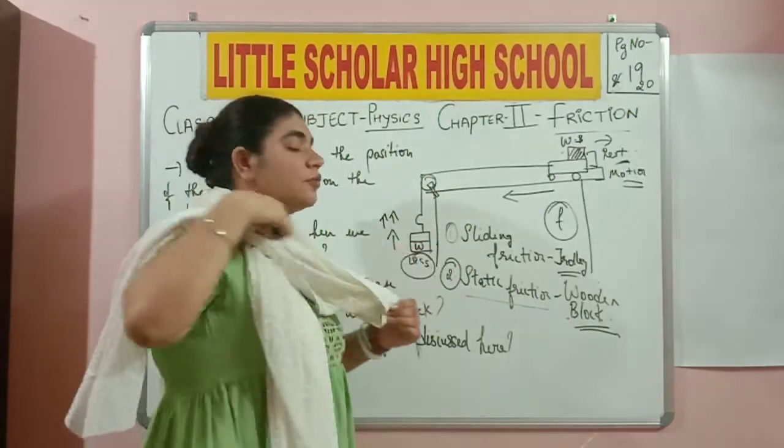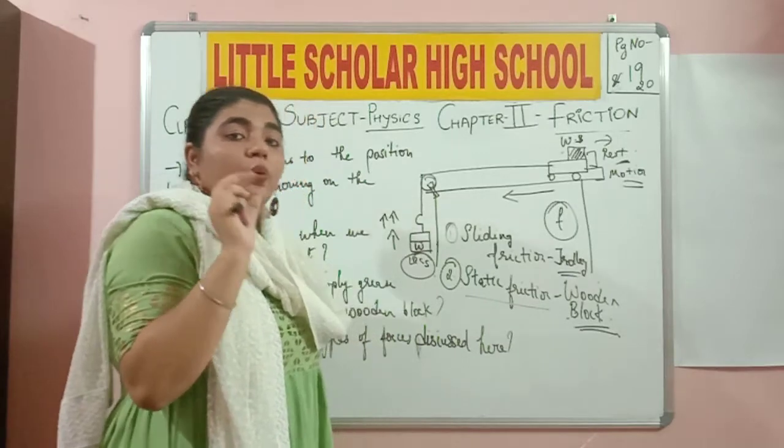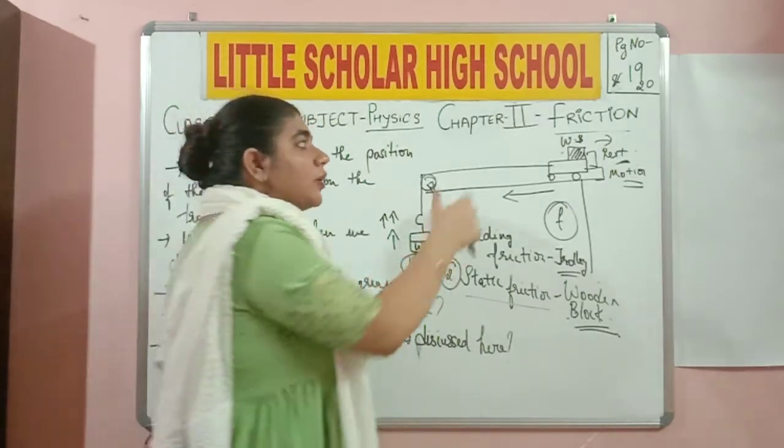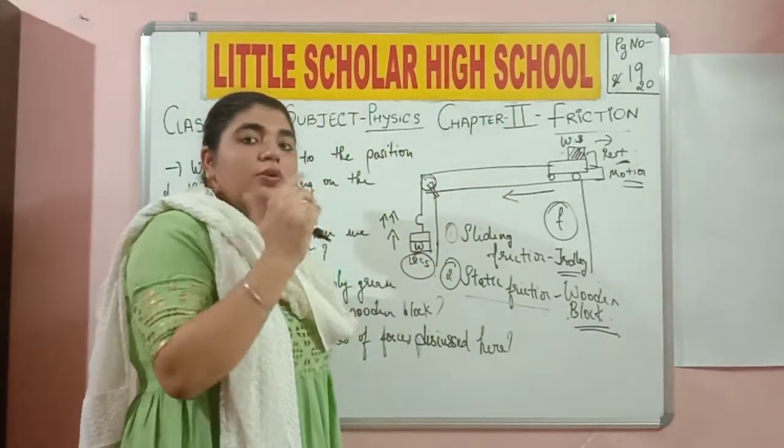Next, we have static friction. What is static friction over here? When the body is at rest with respect to any other object. What is the body which is at rest over here? It is the wooden block.